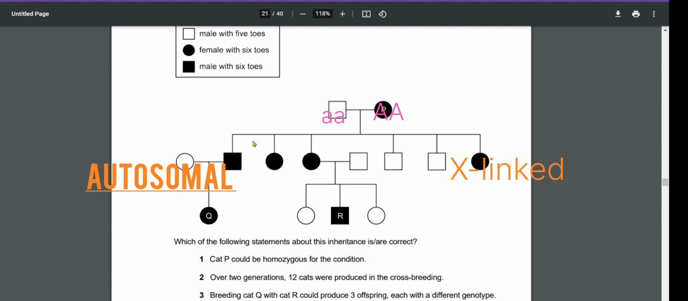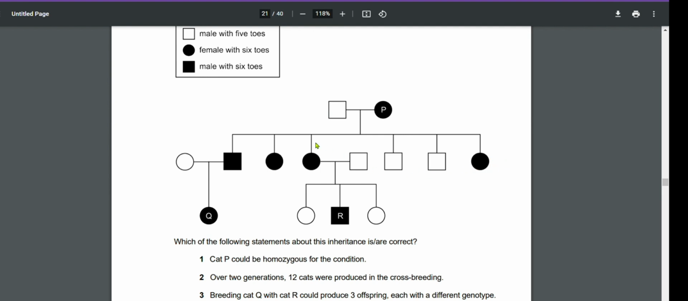So now let's try if it's X-linked. This cat P would be XX with A capital, and this one would be XY with an A small, and it's the same. All of the offspring would have 6 toes, and this is not the case because of this one, so 1 is incorrect.